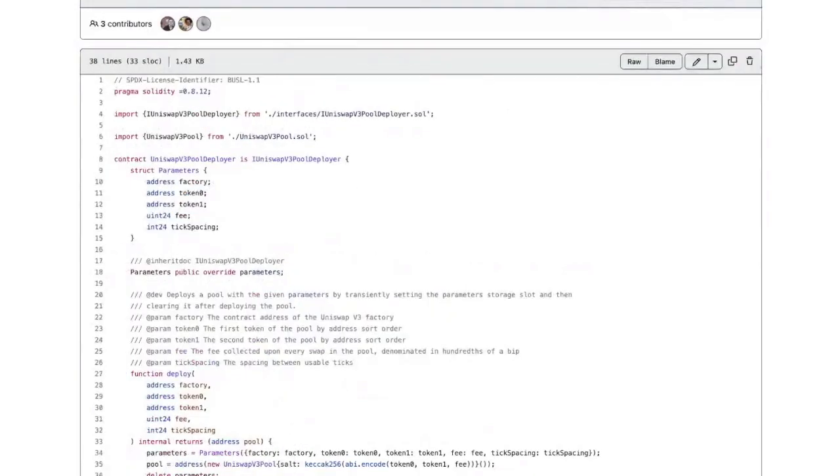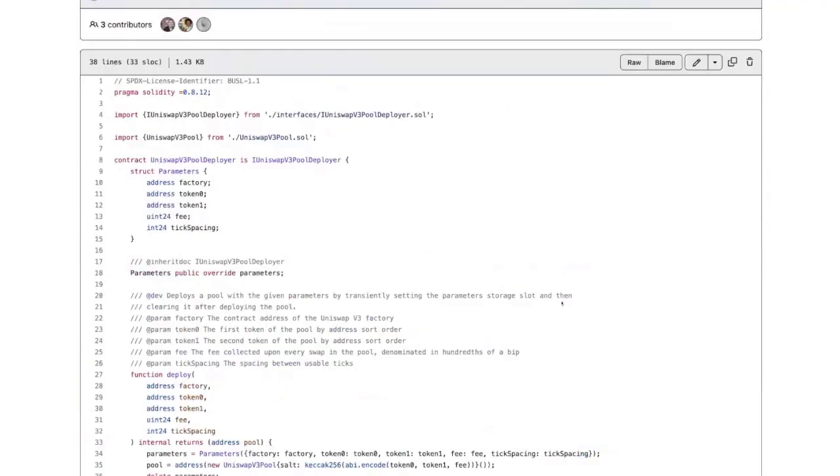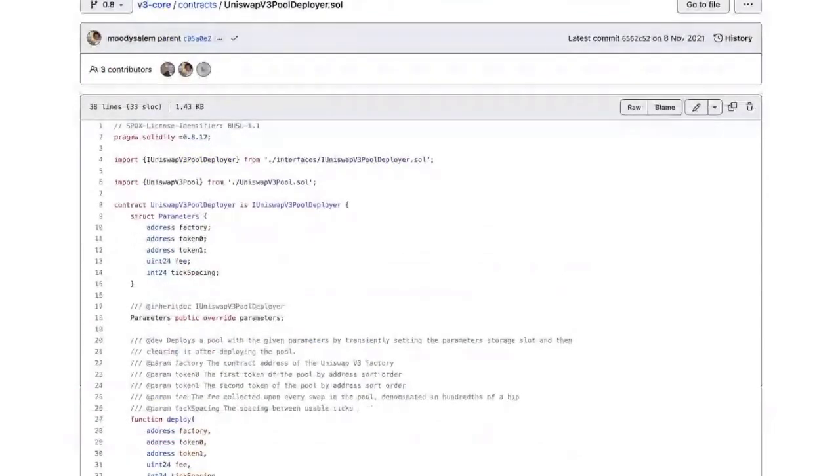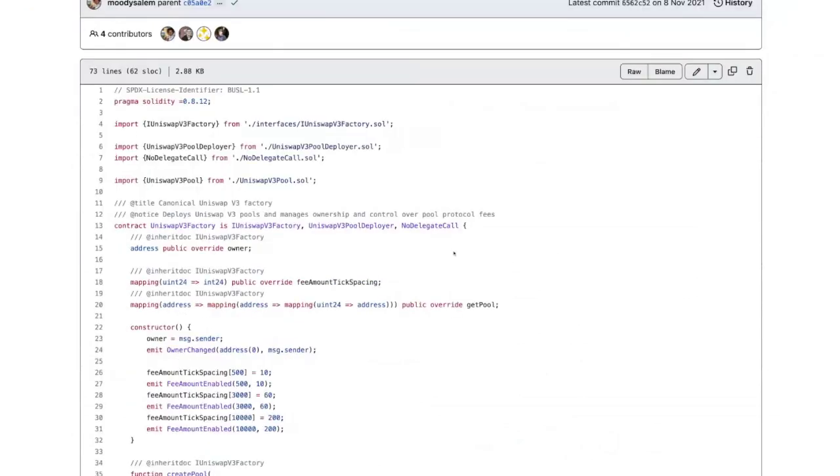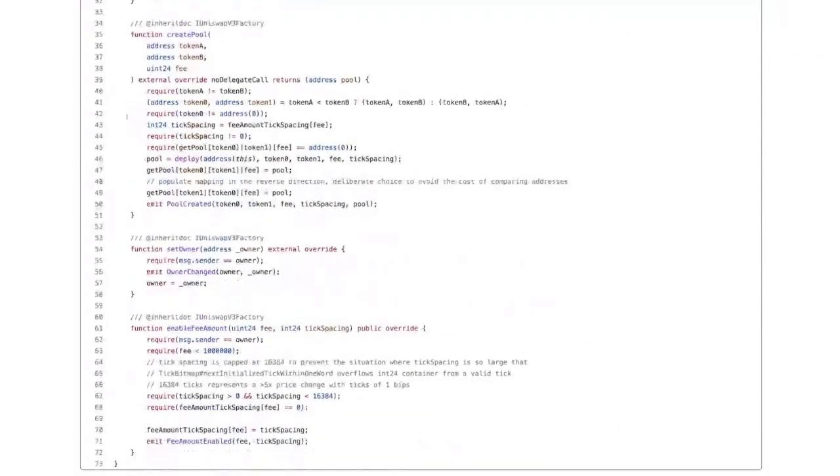Where were we? I did lose my place. That's the deployer. Should we look a bit more at the deployer? No, it's okay. Here's the factory, sorry, I just got lost there. So we're on createPool.